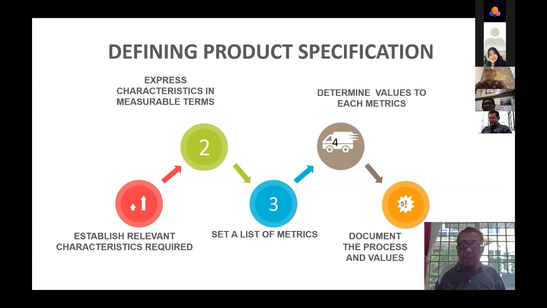Okay, and the fifth, of course, all you have from step 1 to step 4, record it, put it into your document, right? What is to be done, or whatever characteristic and its sub-characteristics must be documented. Yeah? And of course, put values to it.